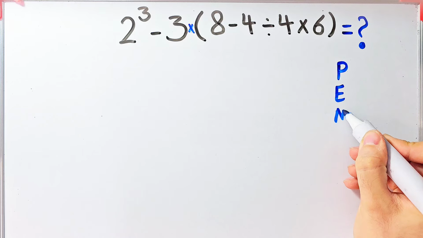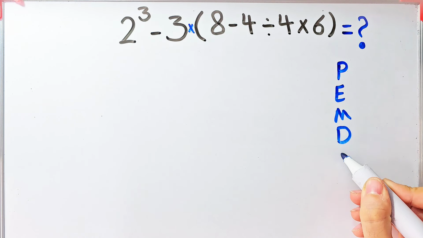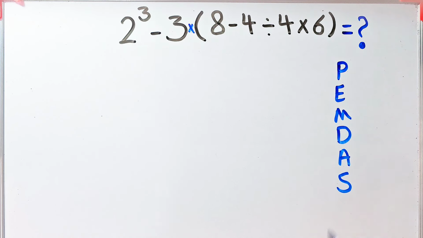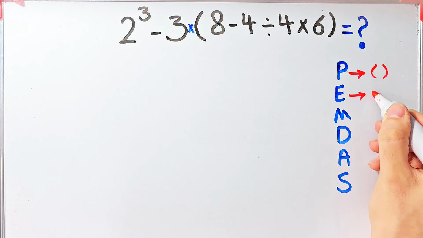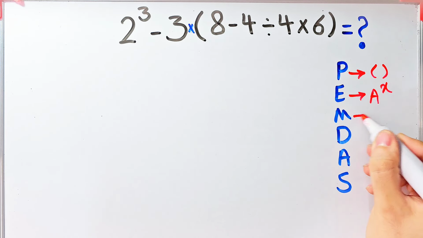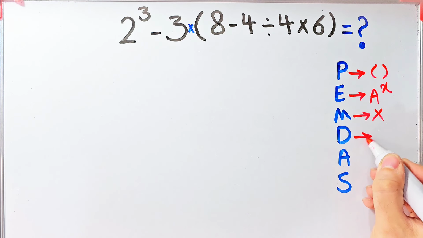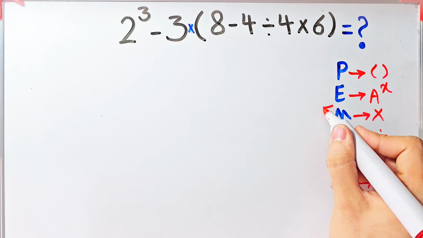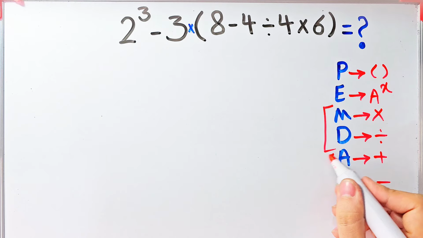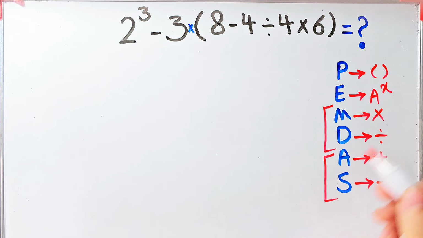PEMDAS shows the priority of the mathematical operations, and if you don't pay attention to this rule, you get the wrong answer. In this rule, P stands for parentheses, E stands for exponent, M stands for multiplication, D stands for division, A stands for addition, and S stands for subtraction. Multiplication and division have the same level of priority, also addition and subtraction have the same level of priority, and when we have both in an expression, we start from the left and simplify the question.